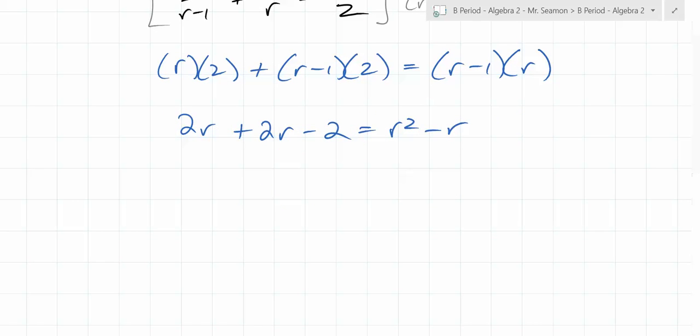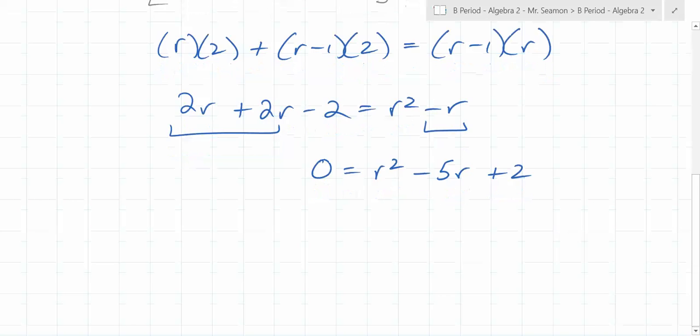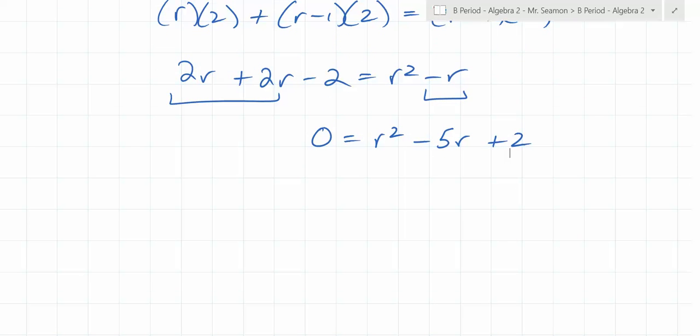Not in standard form yet because we haven't grouped things. So 0 equals r squared. We have 4r and a negative r, so it's going to be minus how many r? Nope. Minus how many? 5r plus 2. Now you ask yourself, is that factorable? What do you think? Or nicely factorable? Because remember, everything is factorable.